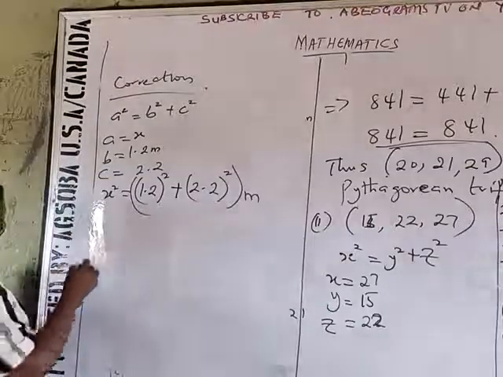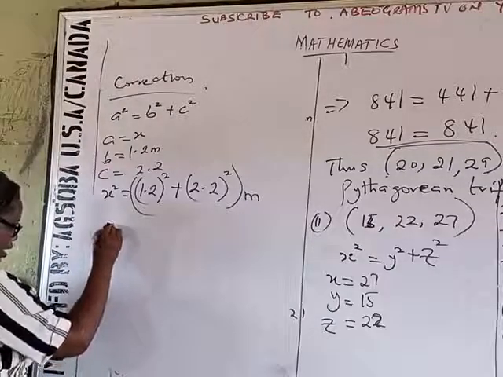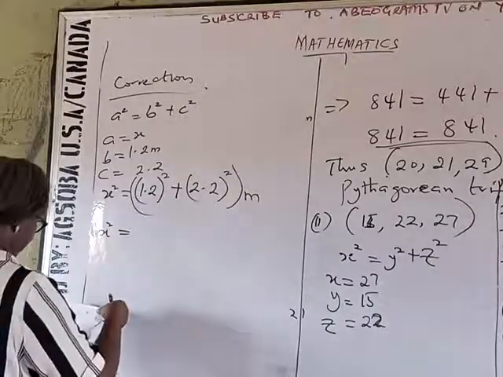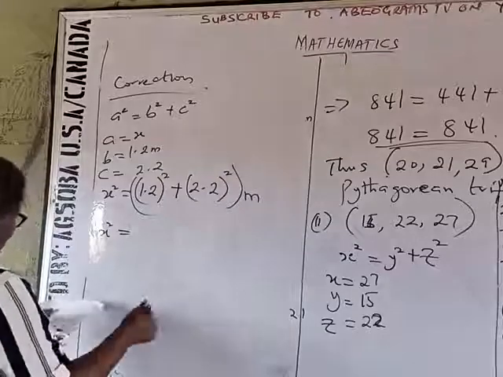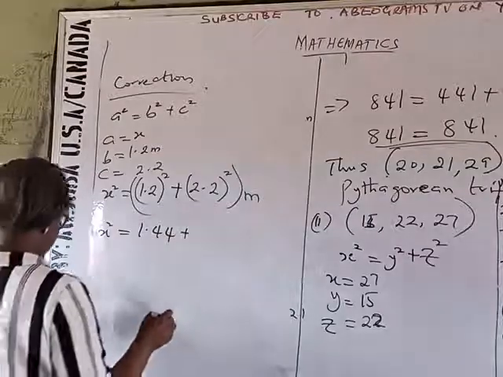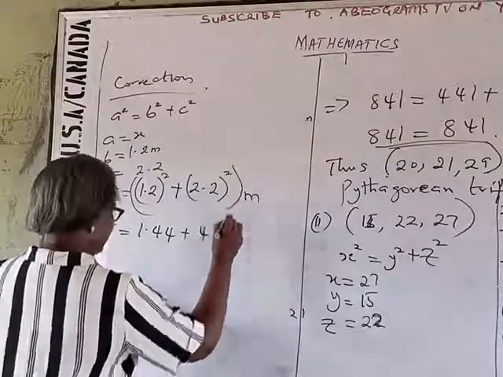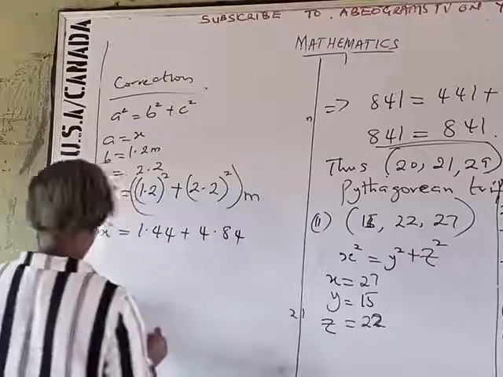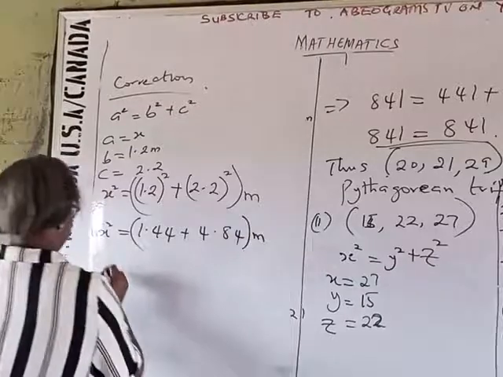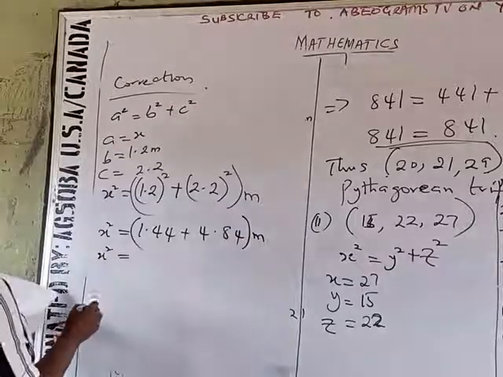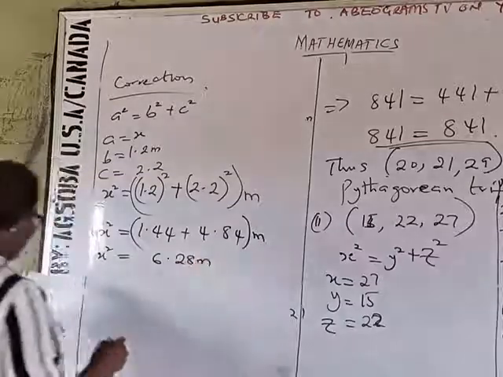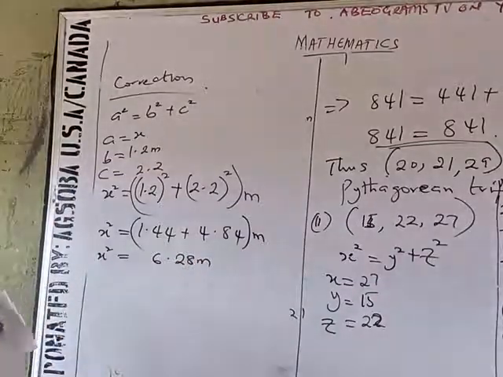And so our x squared will now be our 1.2 squared. Our 1.2 squared will give us 1.44, plus our 2.2 squared gives us 4.84 meter. So x squared now equals 6.28 meter. We are looking for x and not x squared.